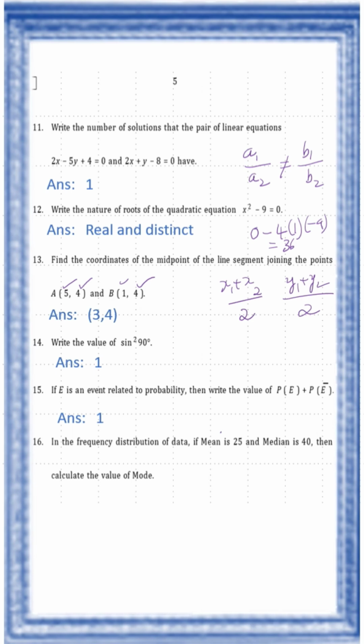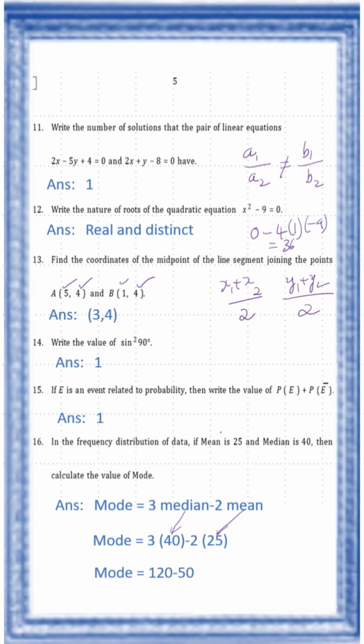In the frequency distribution of data, if mean is 25 and median is 40, then calculate the value of mode. You know that mode is equal to 3 median minus 2 mean. You need not write this one. Okay. Mode is equal to 3 into 40, 2 into 25, 3 into 40 is 120, 2 into 25 is 50, 120 minus 50 is 70. So mode is 70. This is the answer.